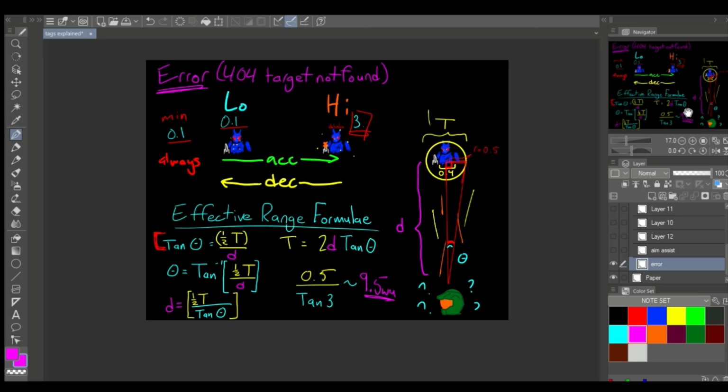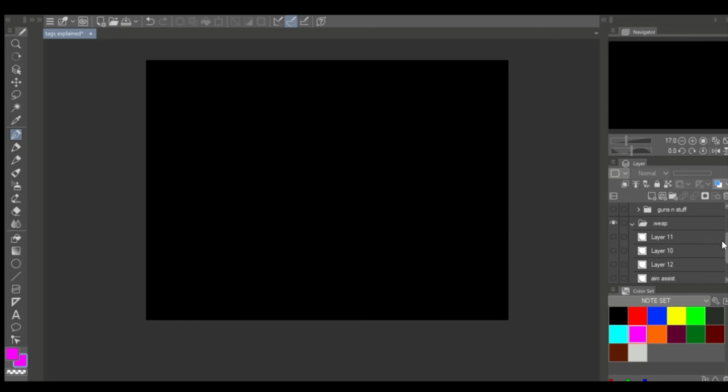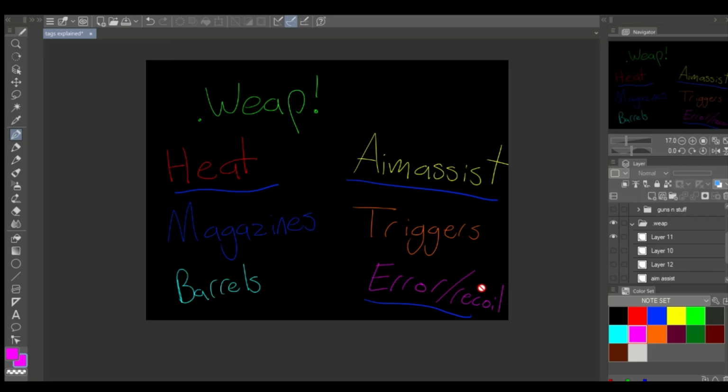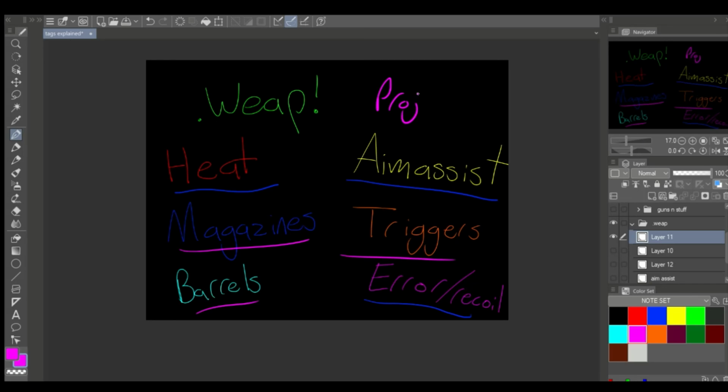I think we're at almost 15 minutes here. That's crazy. Brain doesn't want to work. Next video, I'm just going to continue with this pretty much. I won't be talking about error. I'm going to be talking about recoil, which is pretty similar to error, to be honest. And then there's also things like barrels, triggers, and magazines, which are pretty important. And then also what projectile it uses. So that'll be next one.